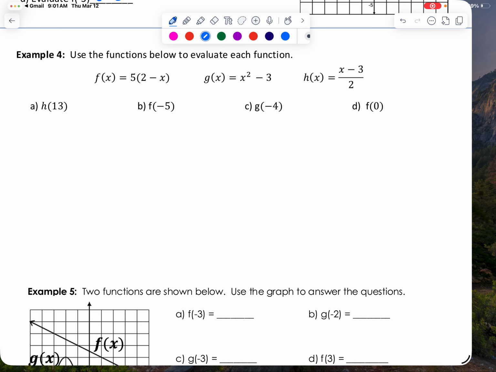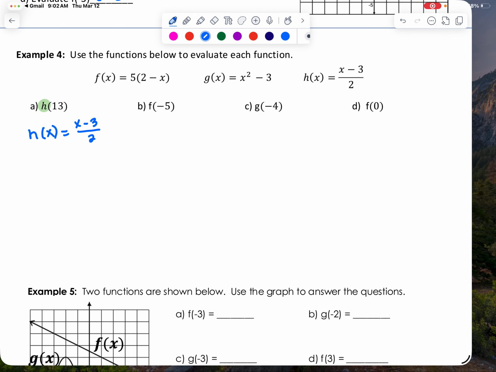So in problem A, they want us to evaluate h of 13. So highlight which function you're using. So if you're evaluating function h, then what I want you to do is write down the function rule for function h. So our function rule is h of x equals x minus 3 divided by 2.